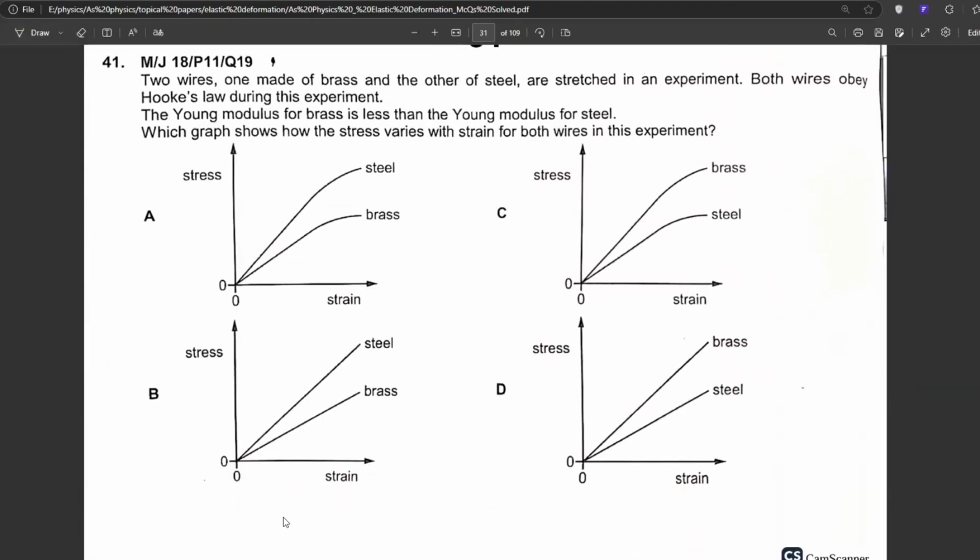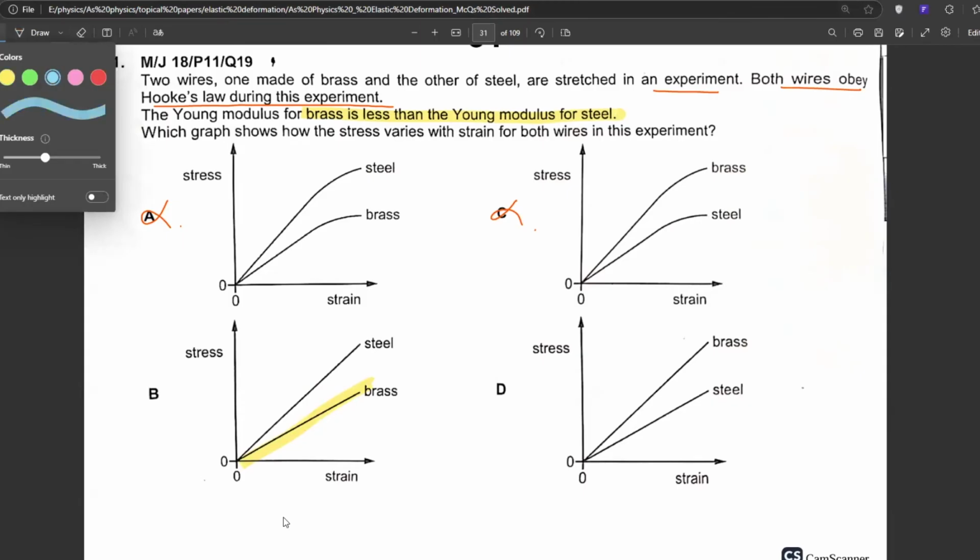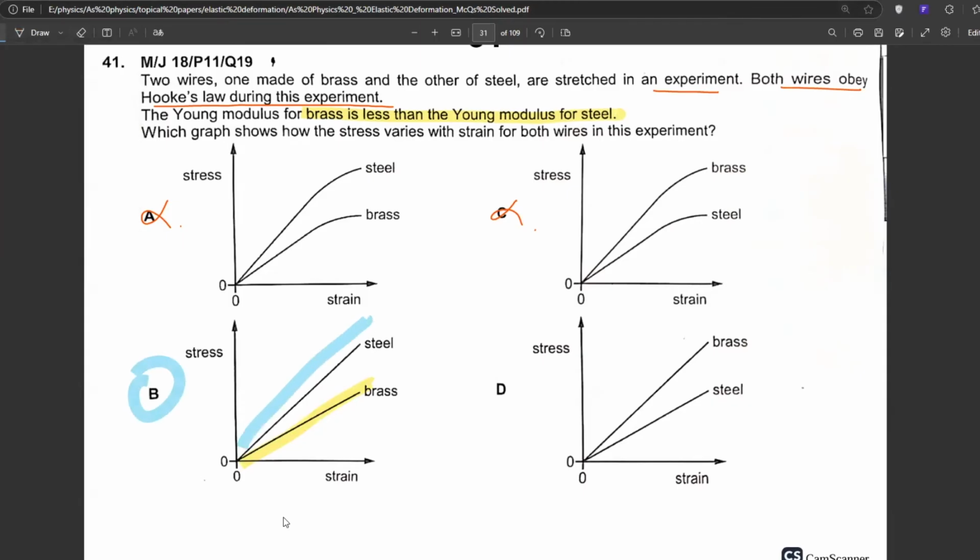Let's further move ahead. Okay, let's see this. Two wires, one made of brass and the other made of steel, are stretched in an experiment. Both wires obey Hooke's law during the experiment. So directly A and C will get cancelled out, because if you are obeying Hooke's law, your stress versus strain graph will remain same. The Young's modulus for brass is less than the Young's modulus for steel. This means brass will have a lower gradient. Steel will have a higher gradient. B is your answer. Let me check this as well.